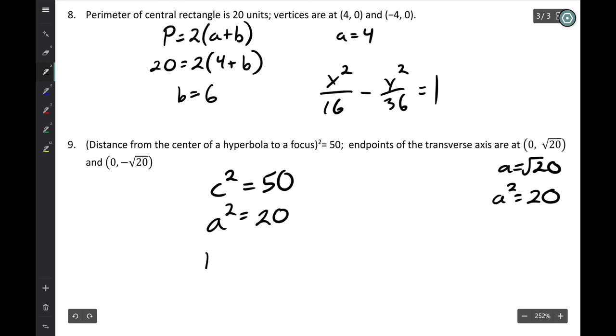So if I know a squared is 20 and c squared is 50, that means b squared has to be 50 minus 20, which is 30. So now I know a squared, I know b squared, I can write my equation. I know the transverse axis is vertical, so y squared comes first. So I got y squared divided by a squared minus x squared divided by b squared.